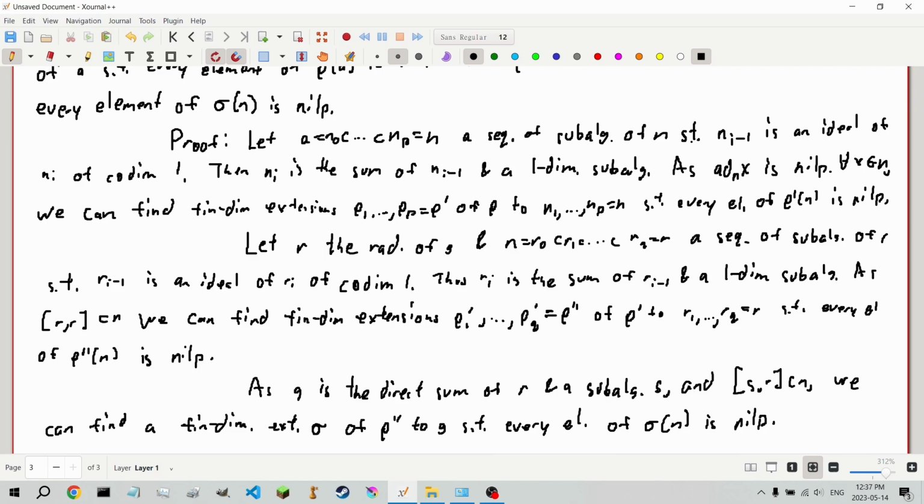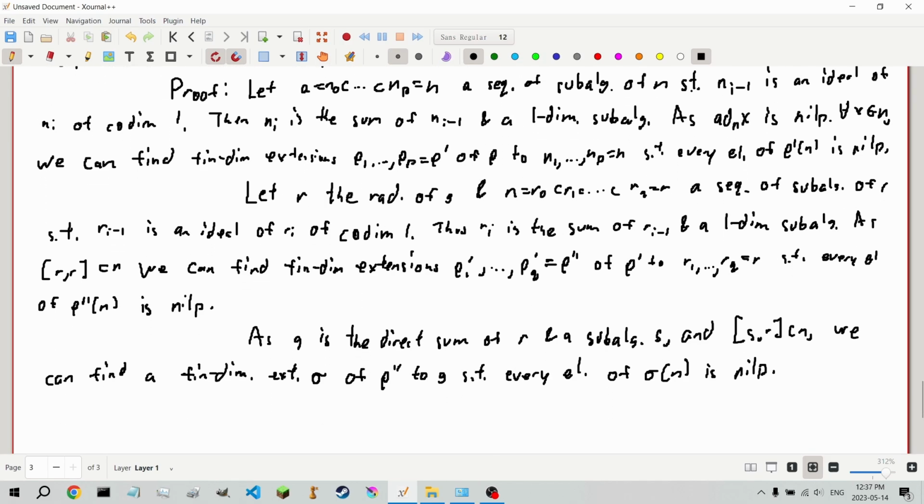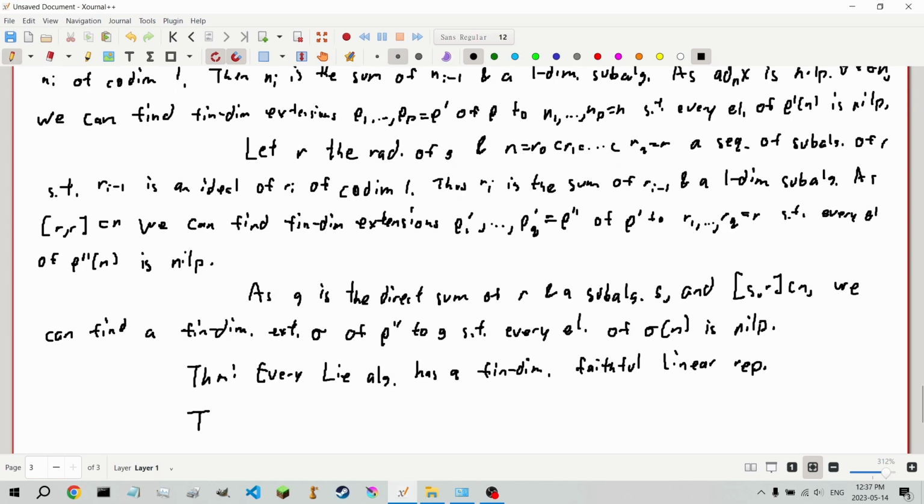Now we have a theorem which they state twice, kind of. Theorem: every Lie algebra has a finite dimensional faithful linear representation, which we can alternatively state as Ado's theorem.